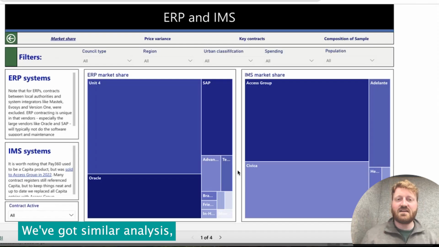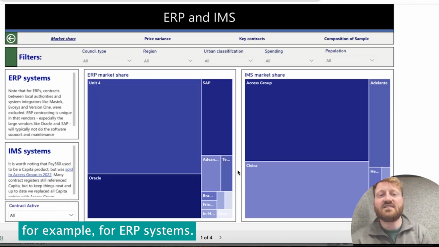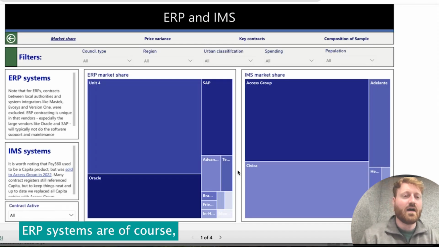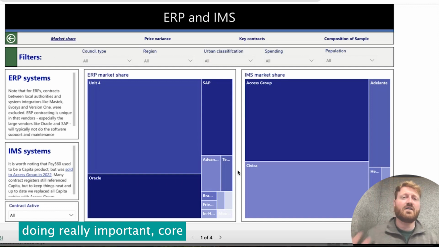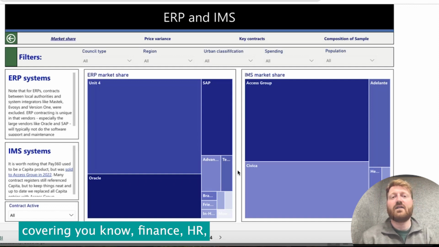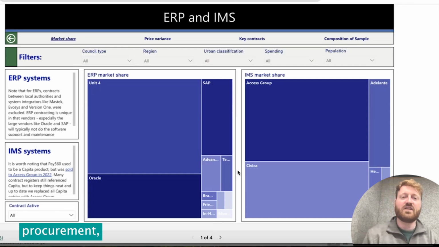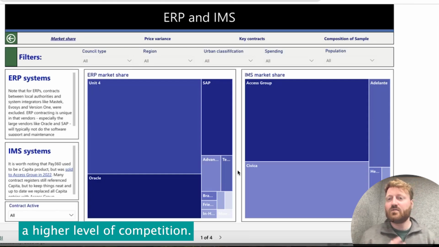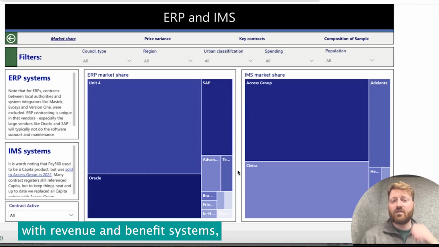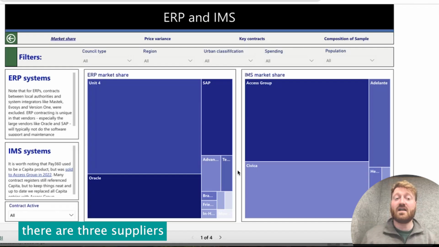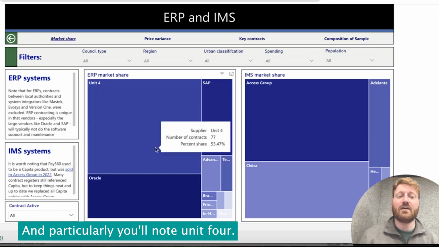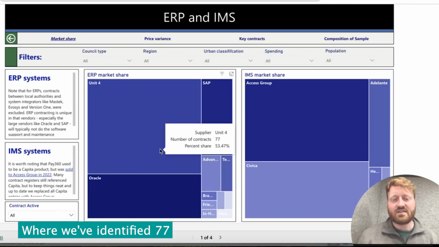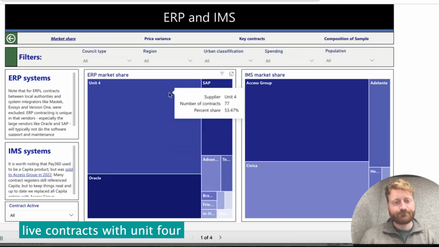We've got similar analysis, for example, for ERP systems. ERP systems are, of course, really important core council software covering finance, HR, procurement, and many other core corporate functions. And we can see here a market where there is a higher level of competition. It's worth noting that, similar with revenue and benefit systems, there are 3 suppliers that seem to have a kind of dominant share. And particularly you'll note Unit 4, where we've identified 77 live contracts with Unit 4.